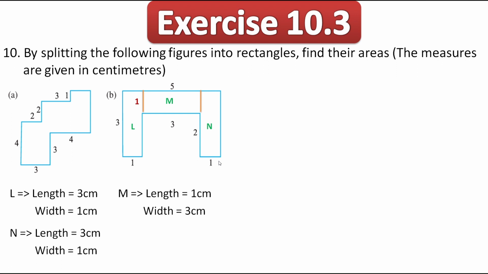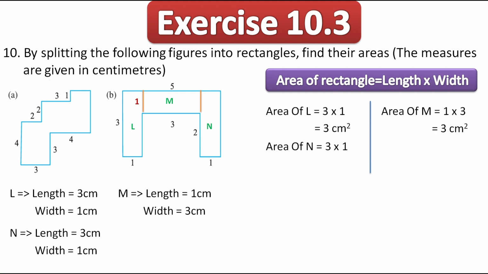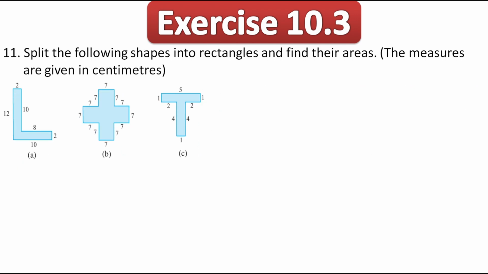Now let's find the area. Area of L is equal to 3 into 1, which is equal to 3 centimeter square. Area of M is 1 into 3, which is 3 centimeter square again. And area of N is 3 into 1, which is 3 centimeter square again. So the total area is 3 plus 3 plus 3 is equal to 9 centimeters square. Therefore, the area of the figure B is equal to 9 centimeters square. Understood?